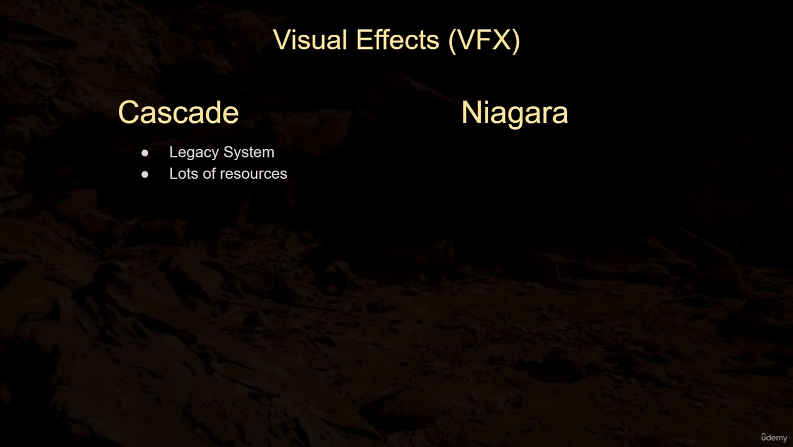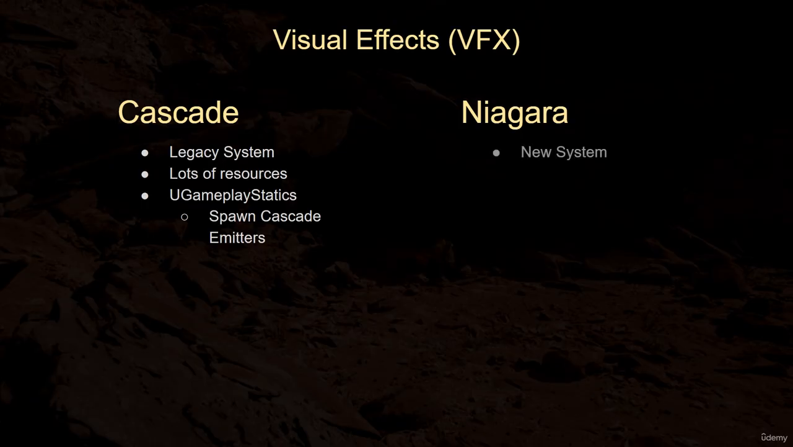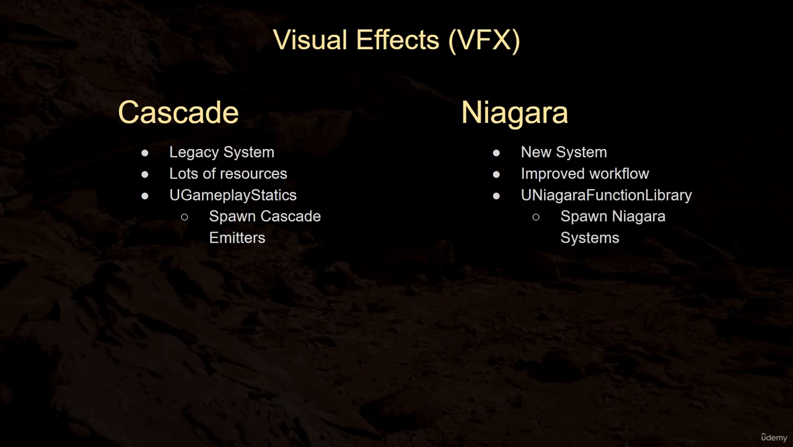Now, we spawn Cascade particles using some of the functions in the UGameplayStatics function library. So it's gameplay statics that we use to spawn these Cascade particle emitters. Now, Niagara is the new system. It has an improved workflow. It's generally a little bit more user-friendly for artists to create visual effects, and you can create some really nice particle systems with Niagara. Now, Niagara has its own static function library, and it's called UNiagaraFunctionLibrary. And we use this library to access functions for spawning Niagara systems.